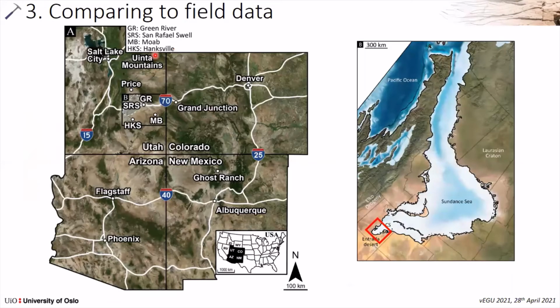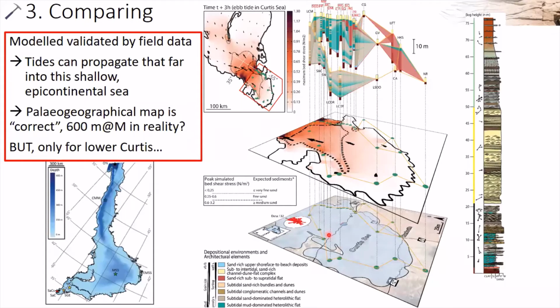If we compare it now to the field data, again, this is a map of the Four Corners. This is where we are around the San Rafael Swell, and this is where the equivalent of the paleophysiography is. And so this is a map of the innermost part of the Curtis Sea. You can see here the maximum extent right there projected on the modern day geography. And you can also see here the rose diagram that shows the bidirectionality measured in the Curtis Formation.